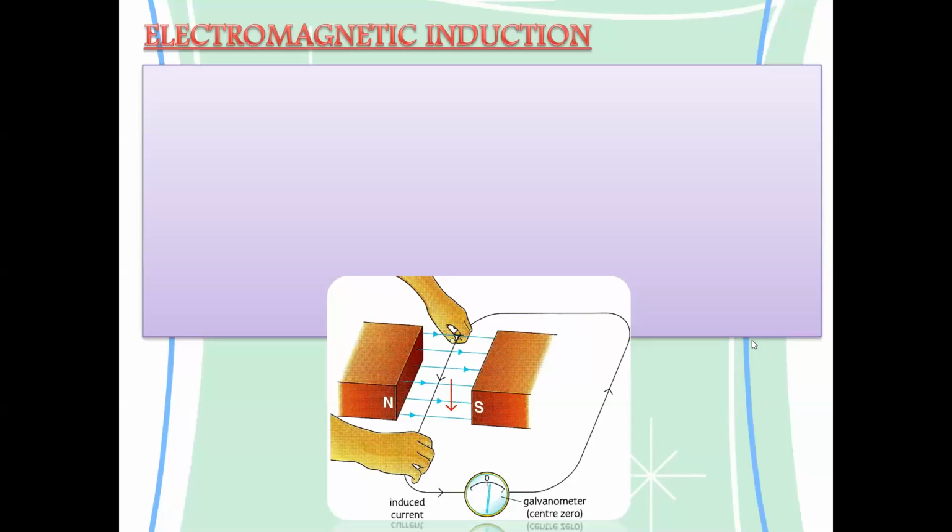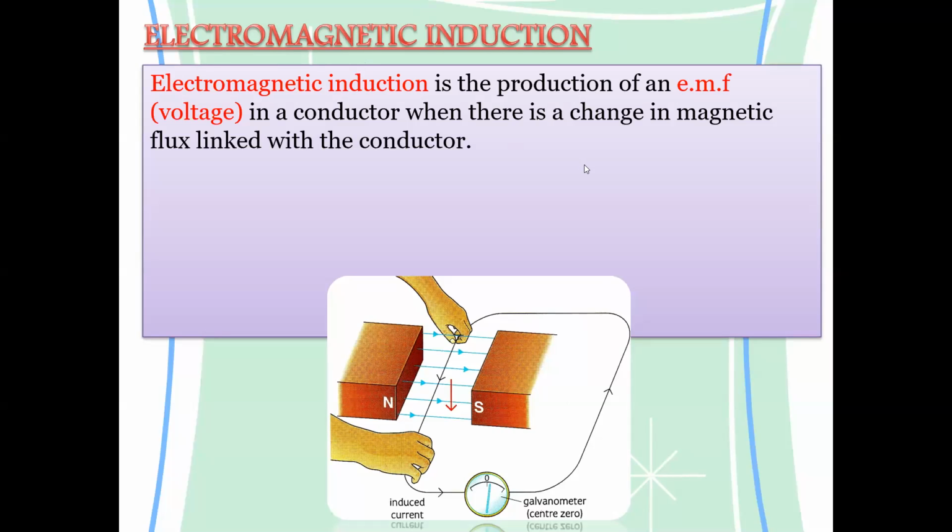Today we'll discuss electromagnetic induction and the AC generator, or alternating current generator. First, what is electromagnetic induction? As we discussed earlier, whenever there is a change in the magnetic field, that will produce EMF.